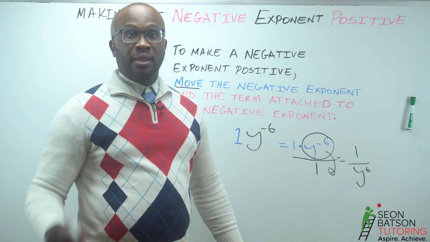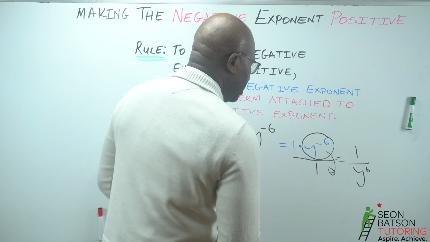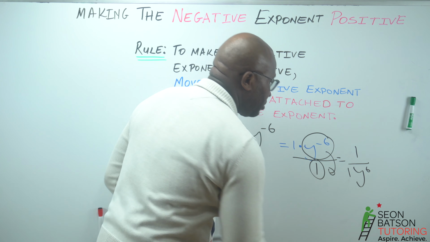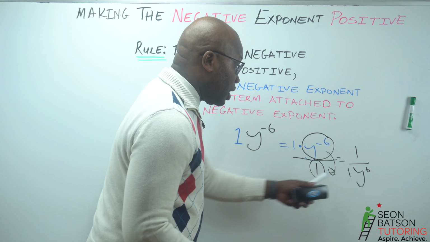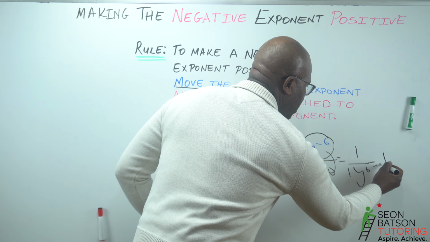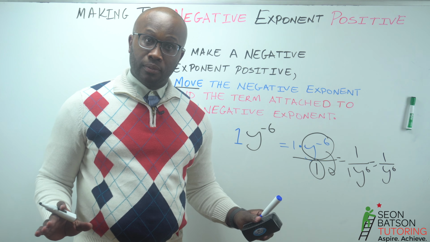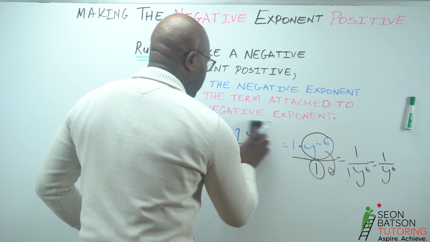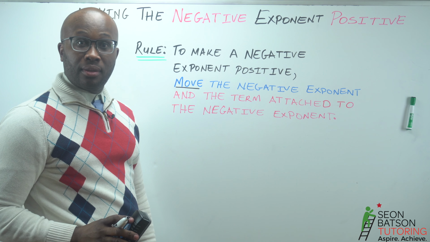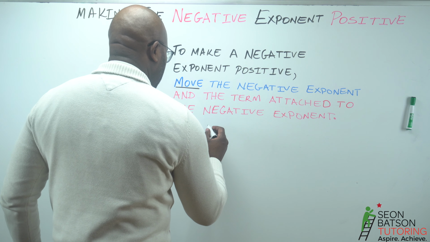Make sense? Now, it's your turn to try one. Now, just in case you're asking what happened to this 1, you can put this 1 back right here. But remember, 1 times y to the 6th power is the same as what? 1 over y to the 6th power. Cool? Perfect. Now, so far so good? Yes? All right. Now, I'm going to put one on the board.